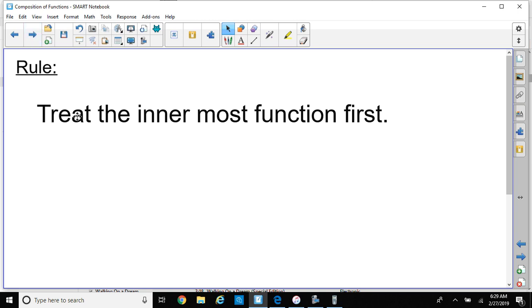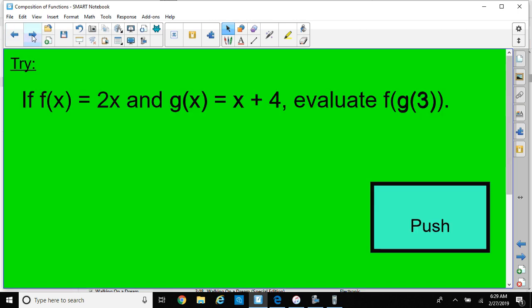The rule is to treat the innermost function first. So we're going to take a look at our first example. We're going to try it together. If f of x is equal to 2x and g of x is equal to x plus 4, evaluate f of g of 3. So here we have a g of 3. They didn't have f of x, they had a 3 in place of the x. So we want to find out what is the value of the function g of 3.